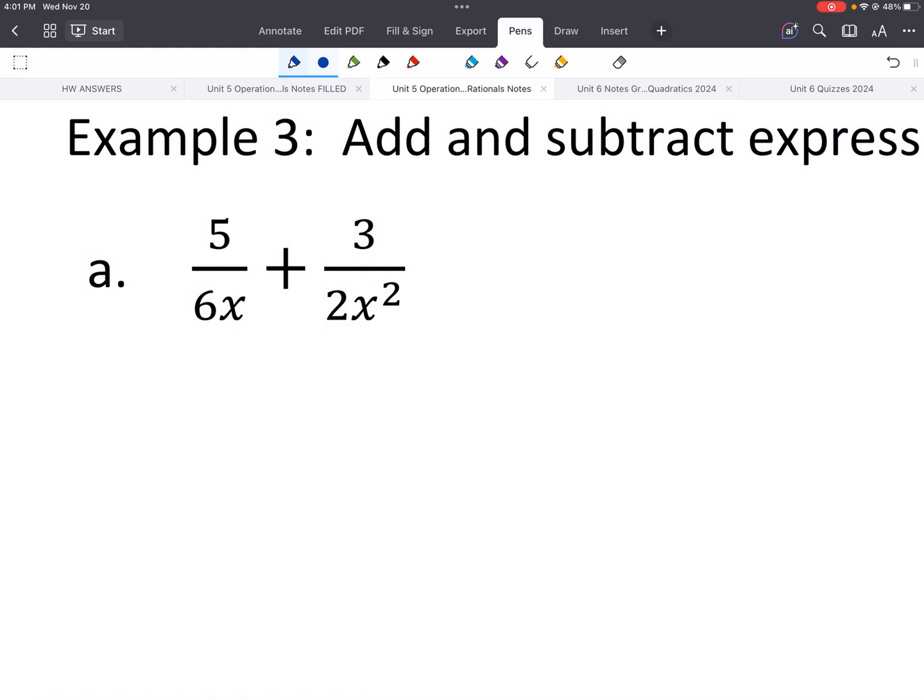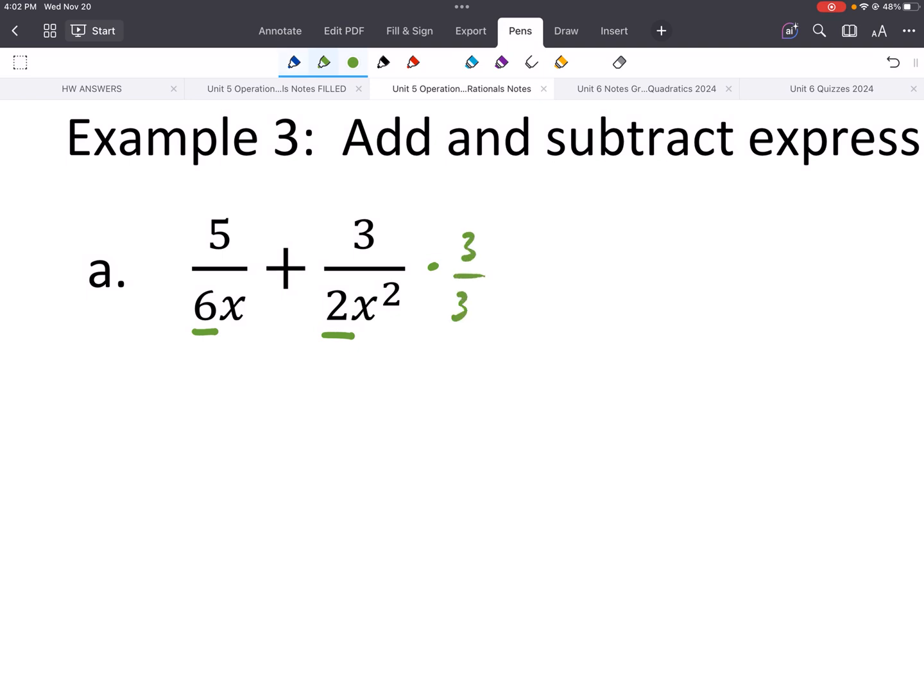So here we do not have a common denominator. So again, we want to see what do we need to multiply to make it have a common denominator. So start with the numbers. We have a 6 and a 2. So what do we need to do to make them be the same? So for the right side, we would need to multiply by 3, because 2 times 3 is 6.